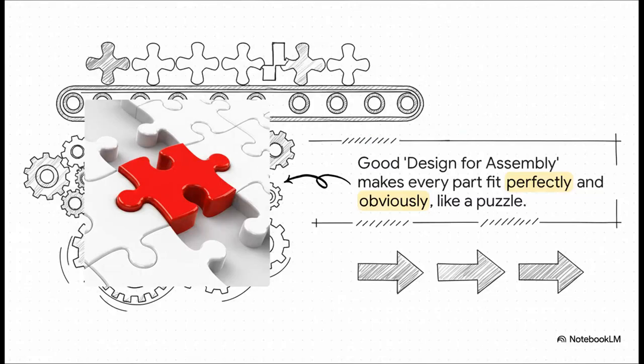Think of it just like this perfect puzzle piece. The best design for assembly makes the whole process feel, well, obvious. Each part has a very clear home, it only fits in one way, and it goes in smoothly. You're basically designing a puzzle that solves itself.